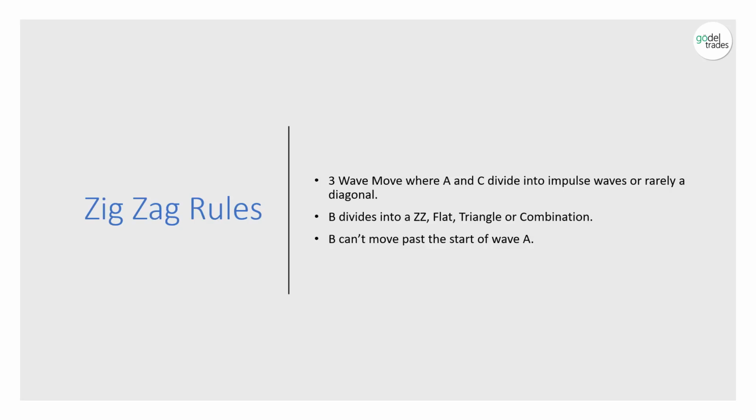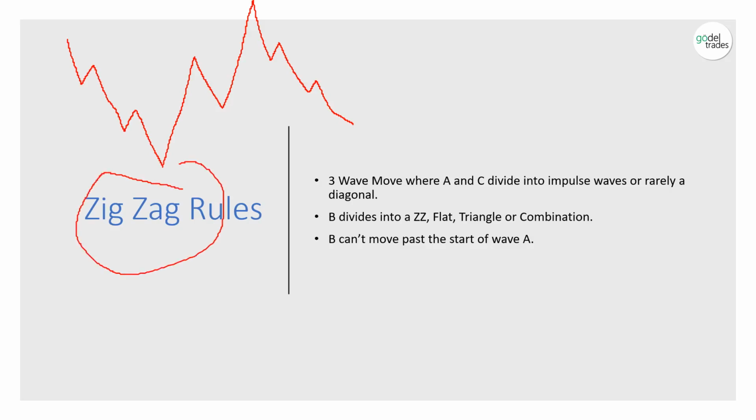Your B wave cannot move past the start of A. So you can't have 5 waves down. That's just, I gotta erase that. That's terrible. You wouldn't have 1, 2, 3, 4, 5, 1, 2, 3, 1, 2, 3, 4, 5. Okay, that would not be a zigzag. So your B wave cannot move past the start of wave A.